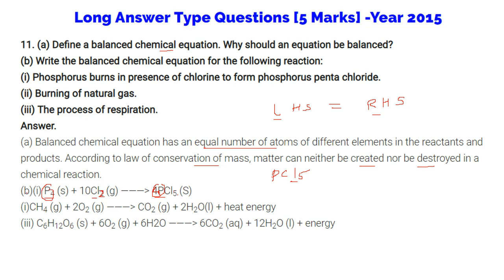Burning of natural gas. So methane, when combined with oxygen, forms carbon dioxide, water and heat energy. Again CH4, so we have to have 4H here, so we place 2 here.